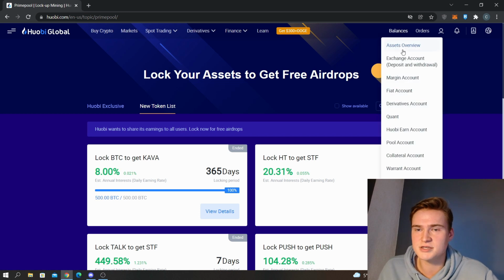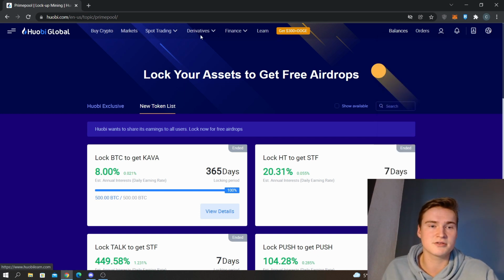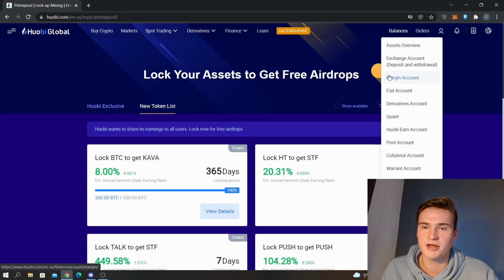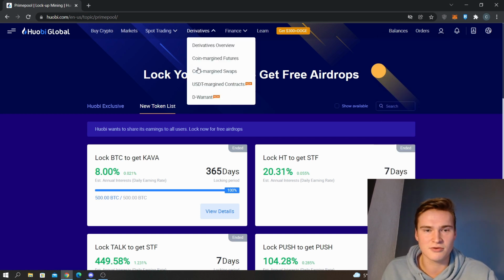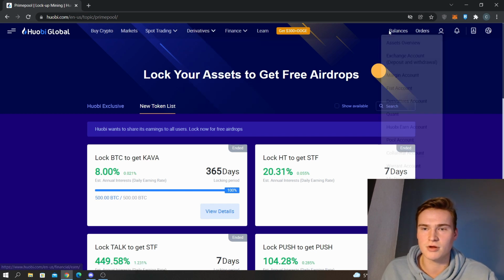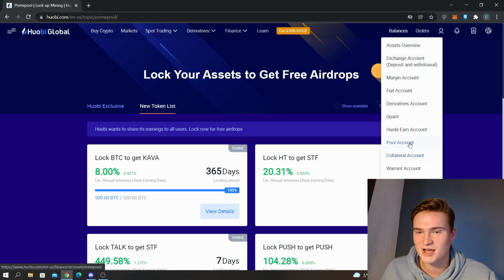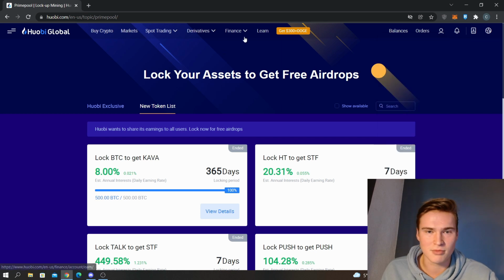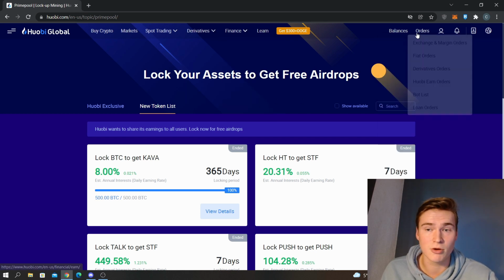Then we go over to balances. I'm not going to check every single one of them, but here you can basically check the balances of all kinds of different things. So you of course have the exchange account, so that's from spot trading, the exchange. And you have the margin account from trading with margin. You have the fiat account, so the USDT or USD and Euro derivatives account. There you can find all these. And then you also have the quant, Huobi Earn, pool account, collateral account and warrant account. Warrant account and collateral are both derived from the derivatives, and the pool and Huobi Earn are from staking and Huobi Earn respectively.